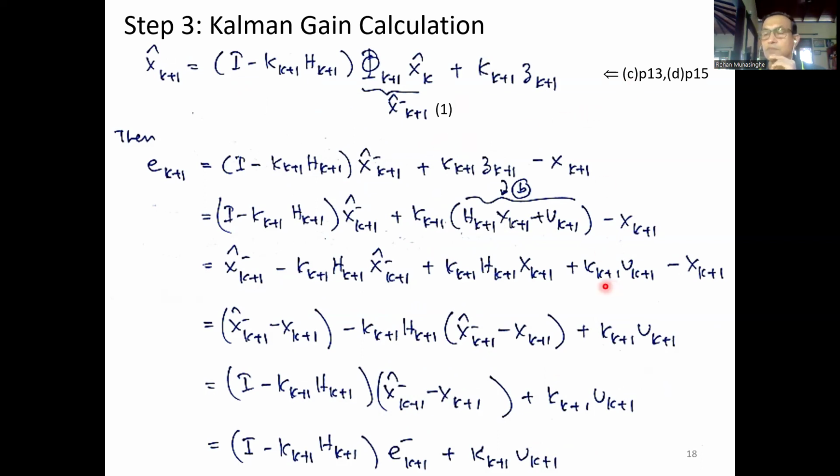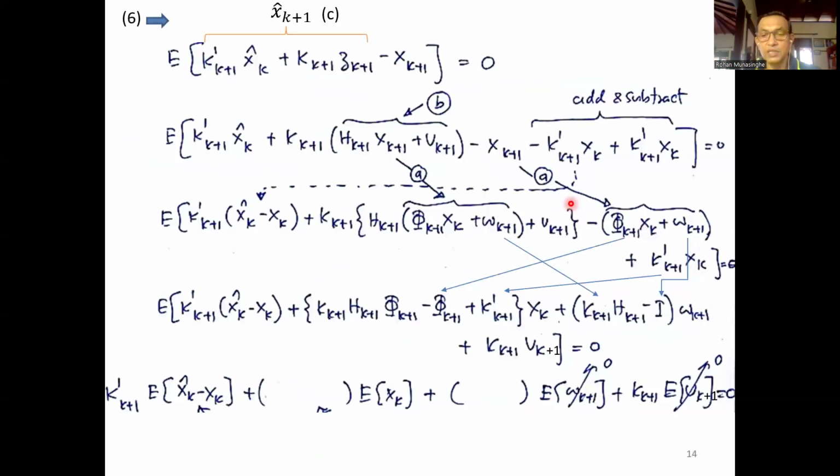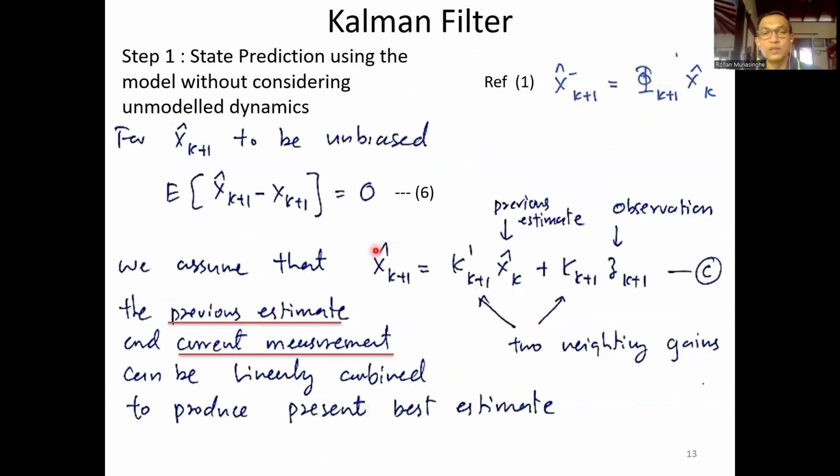For that, we start with equation C in page 13. If you go back, this is page 18, right? If you go back to page 13, C, this one. This is the first equation we discussed today. How you combine the previous estimate, the predicted value from the model and the observation. Now, how would you combine them together, right?